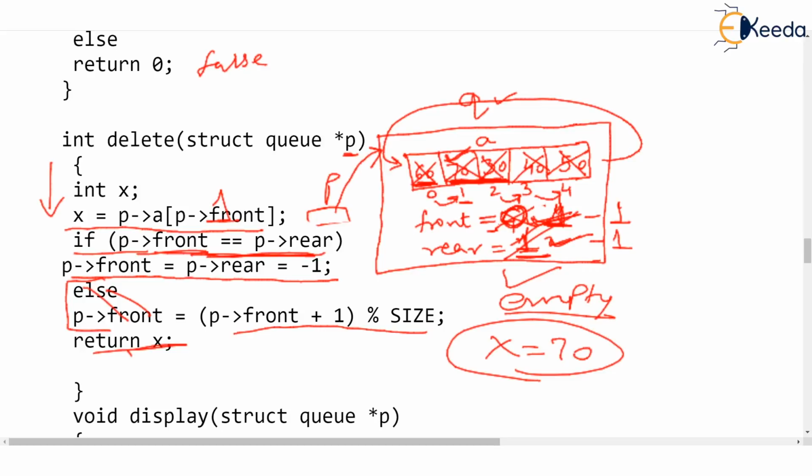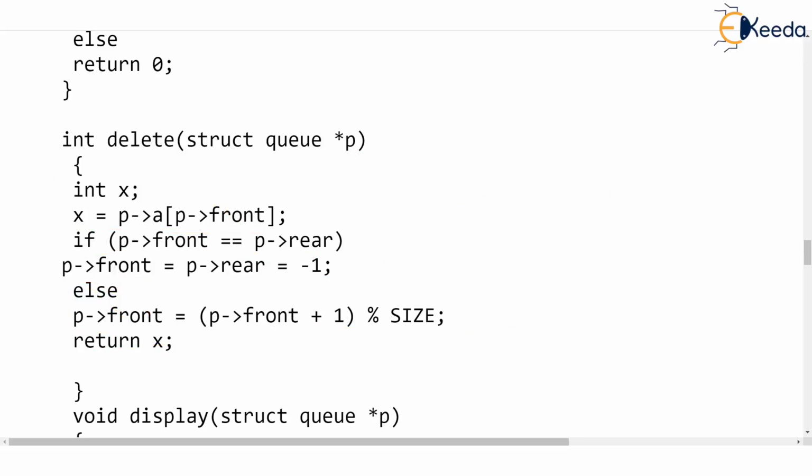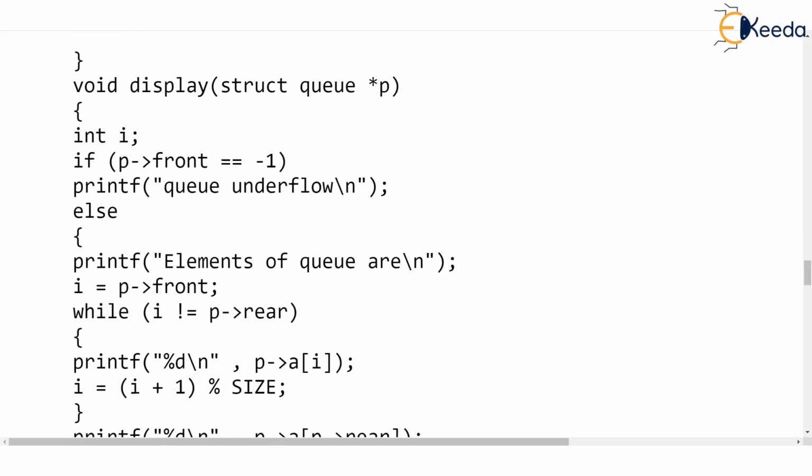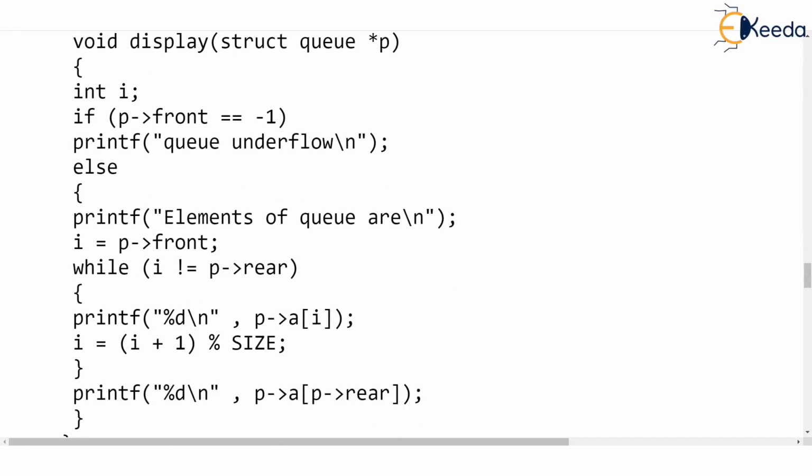That's the circular nature. When we meet in the next video, I will tell you how the display function works. And the display function of a circular queue also uses a kind of percent operator, just as the other functions use. This is that particular expression that we will discuss while displaying a circular queue.